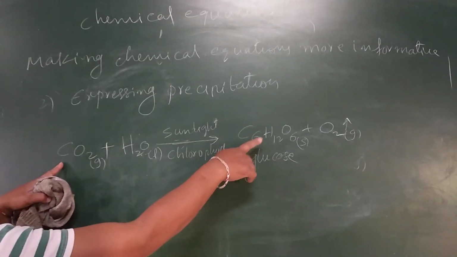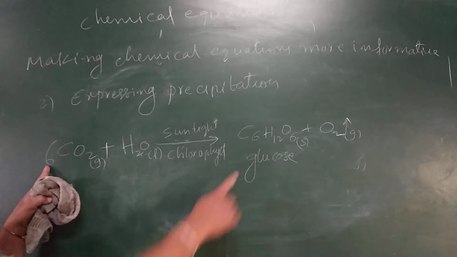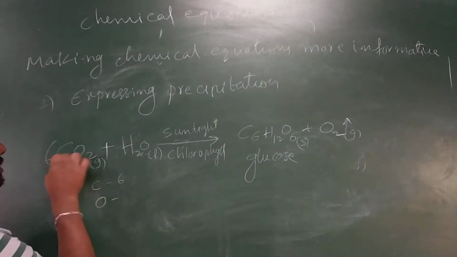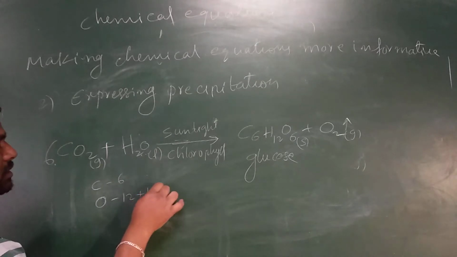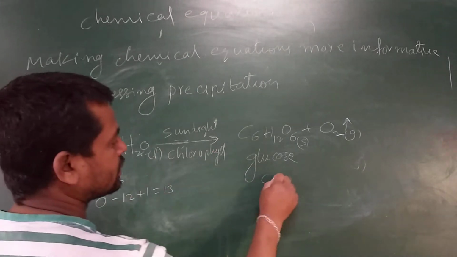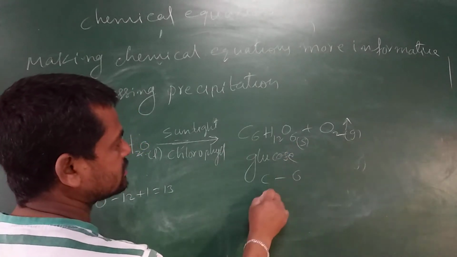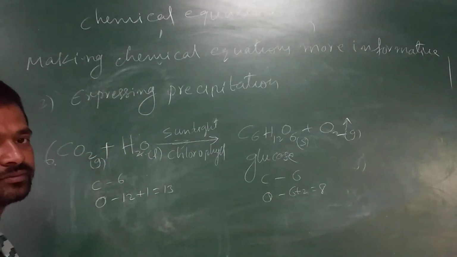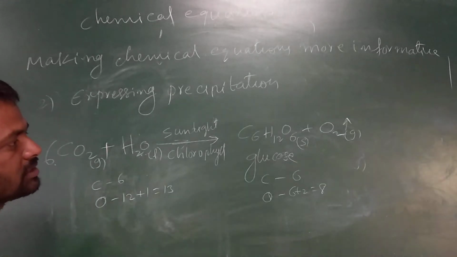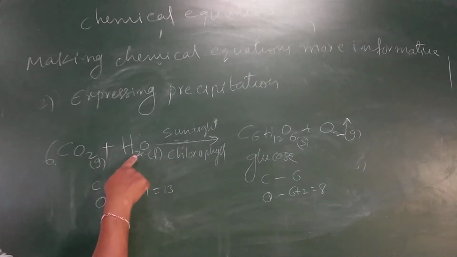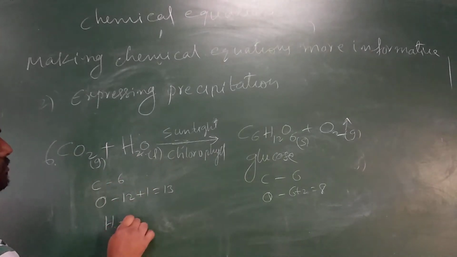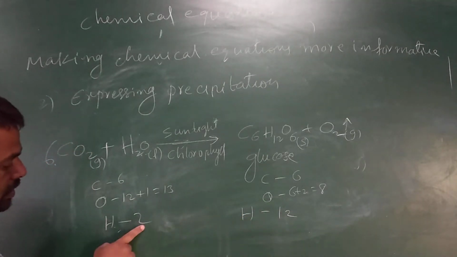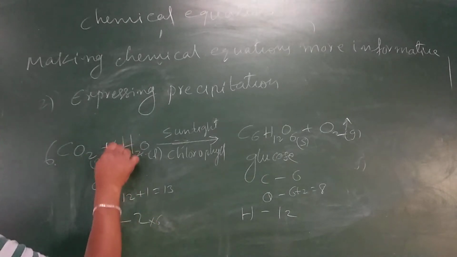Carbon: 6 carbons on this side, and 6 carbons on the other side, so carbon is balanced. Oxygen: this side has 6 carbons' worth of CO2, 12 oxygens, plus 1 from water; the other side has 6 oxygens plus 2, which is 8. Oxygens are not balanced, so first let's balance hydrogens. This side has only 2 hydrogens, the other side has 12. Here we can make it easy: 12 divided by 2 is 6, so we need 6 water molecules.